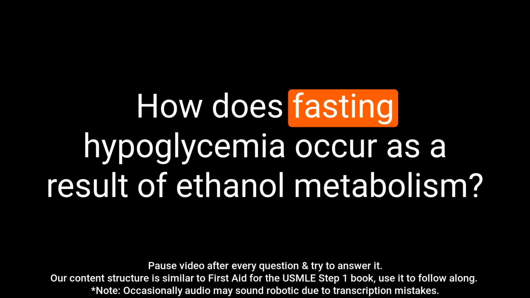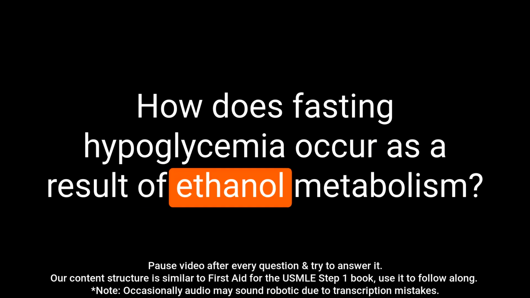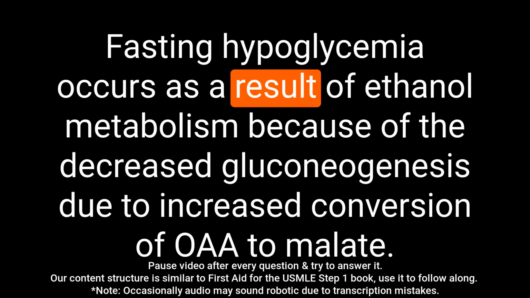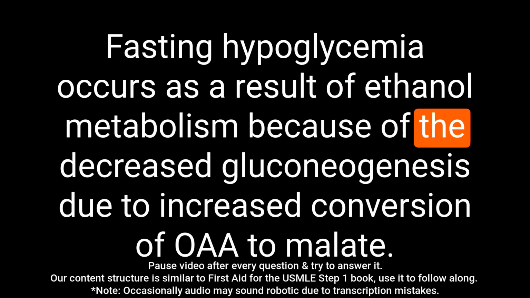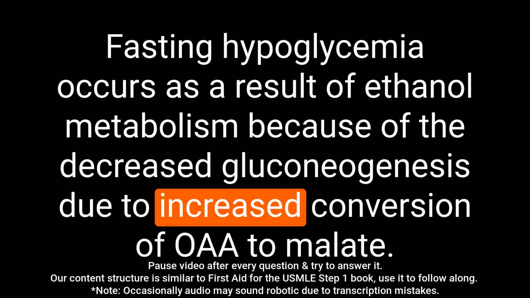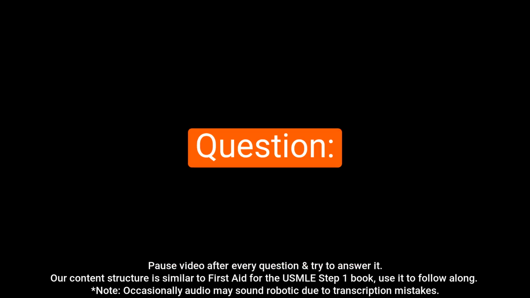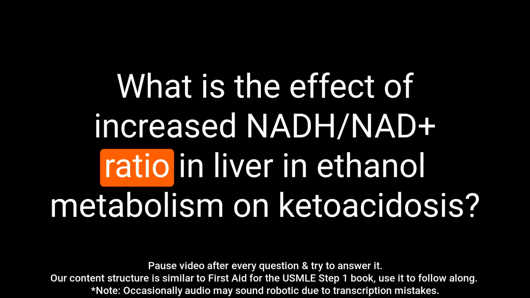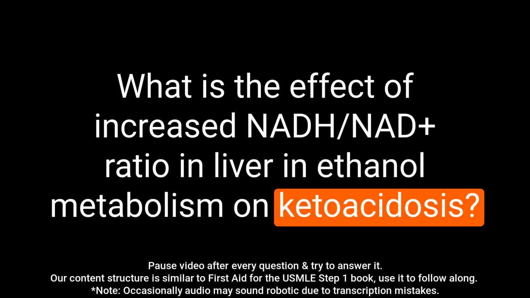Question: How does fasting hypoglycemia occur as a result of ethanol metabolism? Answer: Fasting hypoglycemia occurs as a result of ethanol metabolism because of the decreased gluconeogenesis due to increased conversion of OAA to malate.